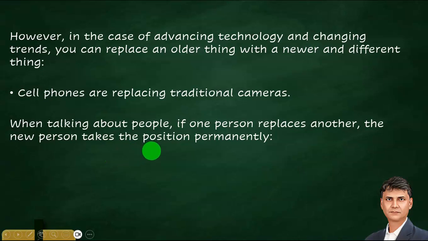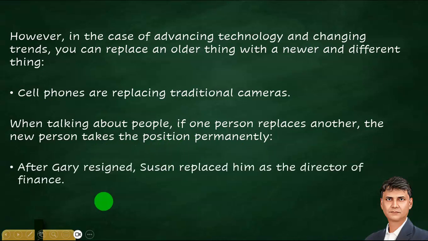Now when talking about people, we learned about replacement with objects. Now what about replacement with people? When talking about people, if one person replaces another, the new person takes the position permanently, right? That's something to remember. For example, after Gary resigned, Susan replaced him as the director of finance. Right? So this is a permanent replacement, right? So we've studied replacement with people and with objects.